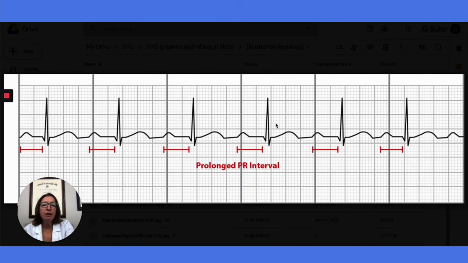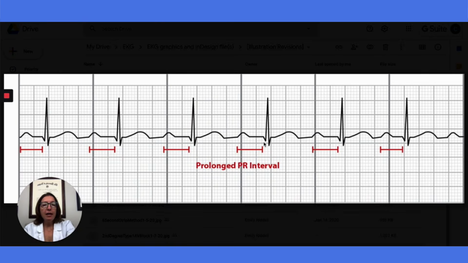In terms of the P wave, it is nice and upright and it's the right duration and amplitude. However, we can see that the PR interval is prolonged. It is over 5 small boxes in duration or over 0.2 seconds in duration. So that is not expected, and that is a key finding with a first degree AV block.